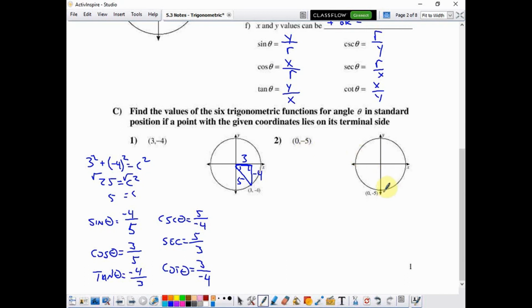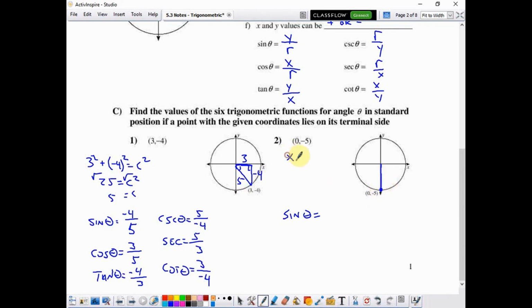Now the point is 0, -5. It's going to be awfully hard to make a triangle out of that because it just goes straight down. So no triangle here. But we can still get all 6 ratios. So sine theta, sine is opposite over hypotenuse. Now we really have to think in terms of x, y, and r. So if we look back here, opposite over hypotenuse was the y value over the radius. So here, the y value over the radius. Well, the y is -5.